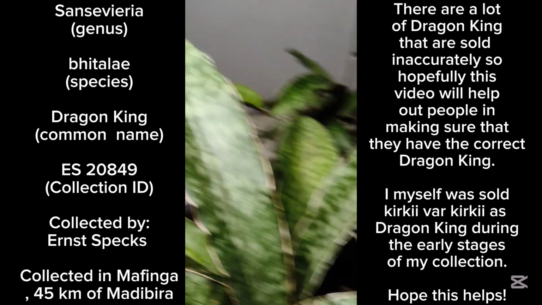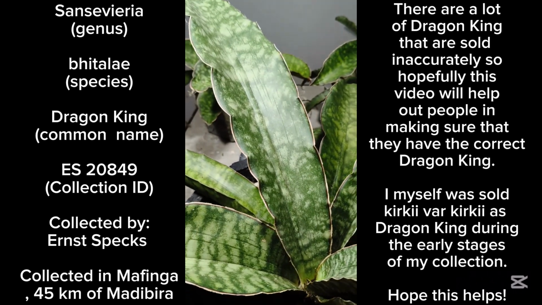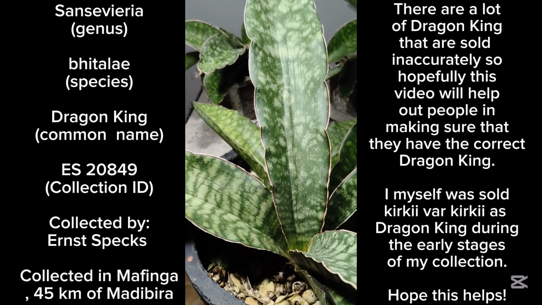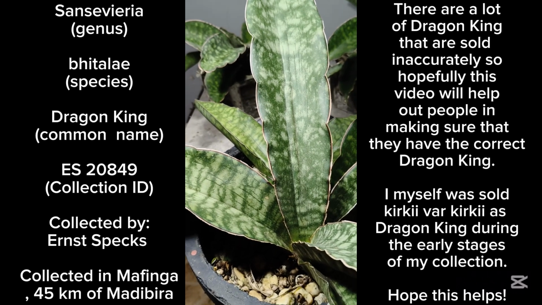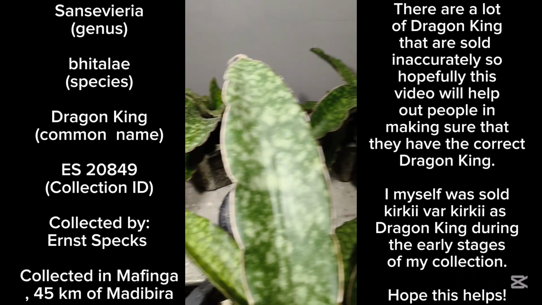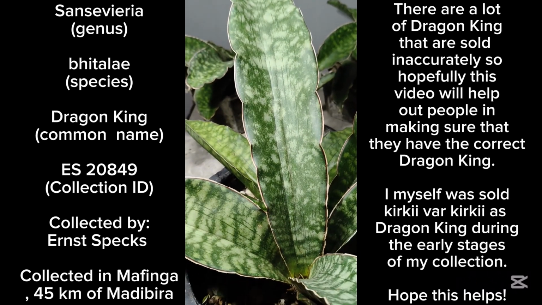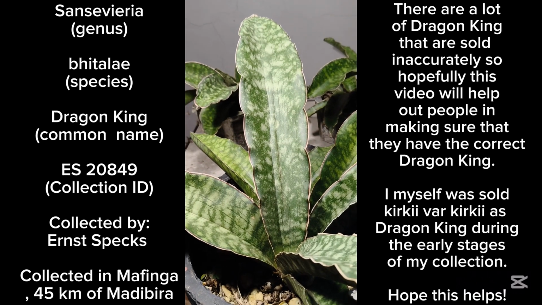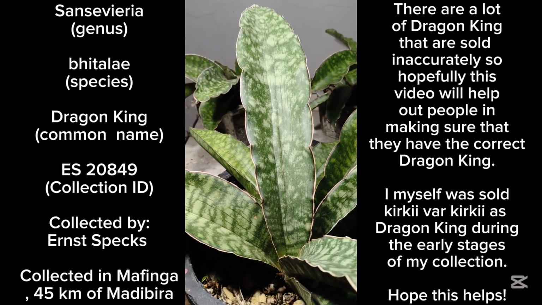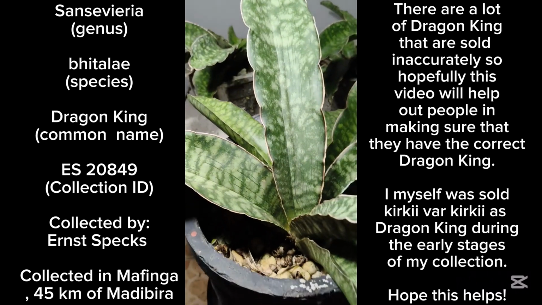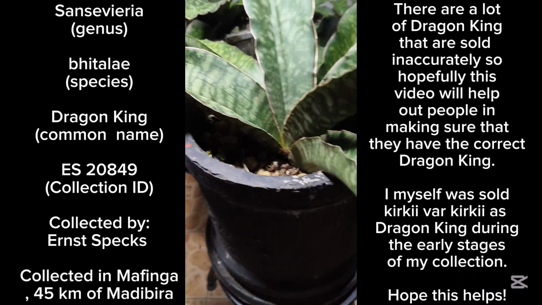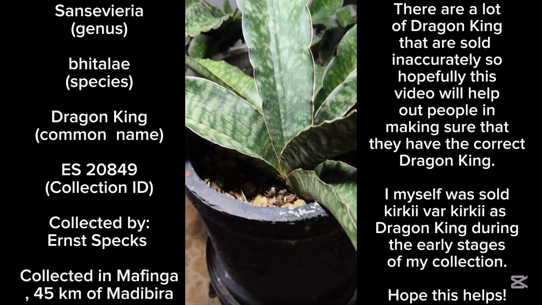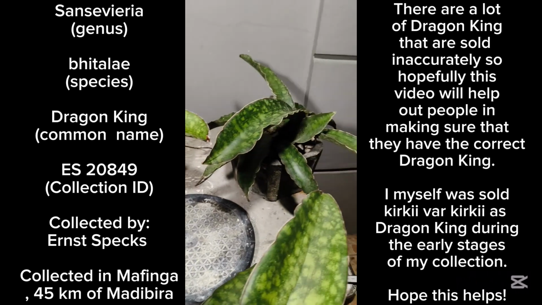So like I said, perhaps this bhitalae species earned the name Dragon King because between the three that I'm showing right now, Dragon King is the largest of the three. Like what I'm showing right now, Dragon King in size is largest, but I have to take into consideration as well that the pot it is in is also large, so it can overtake the two behind it.